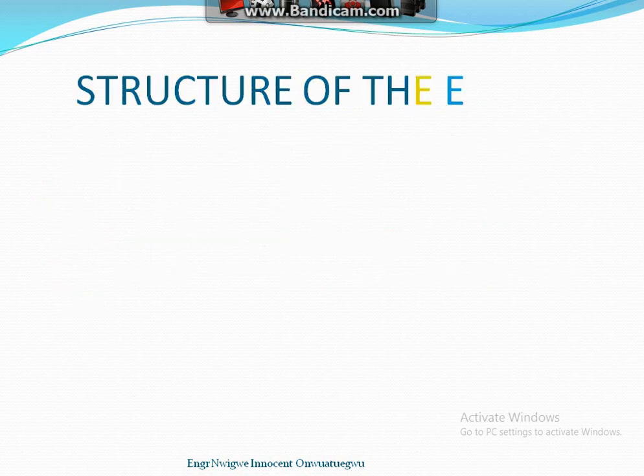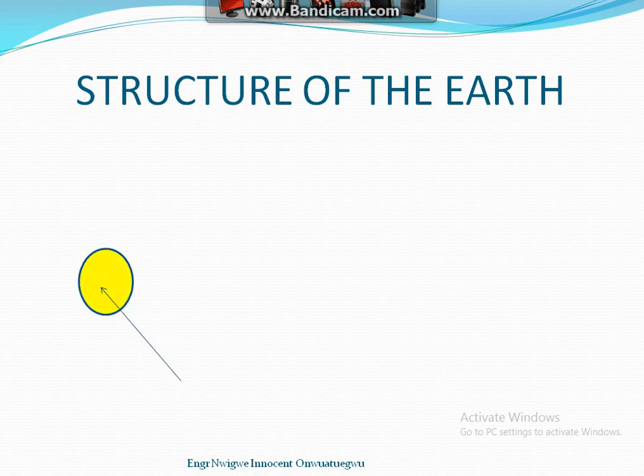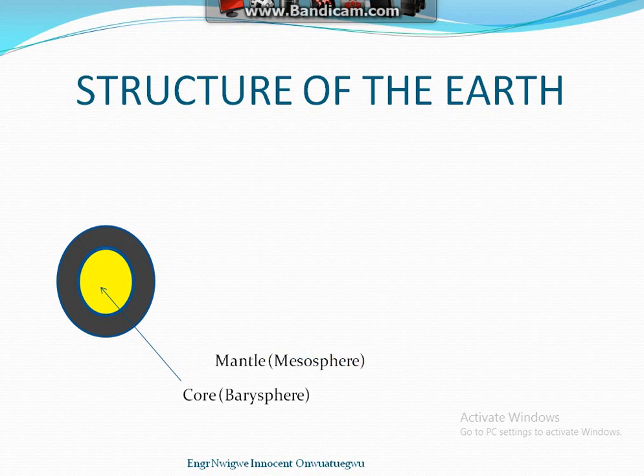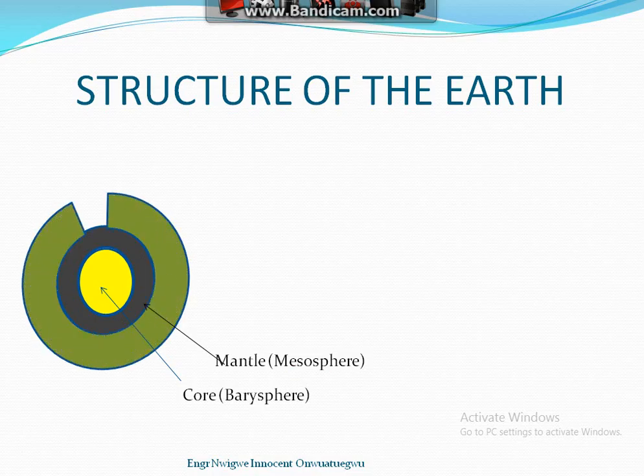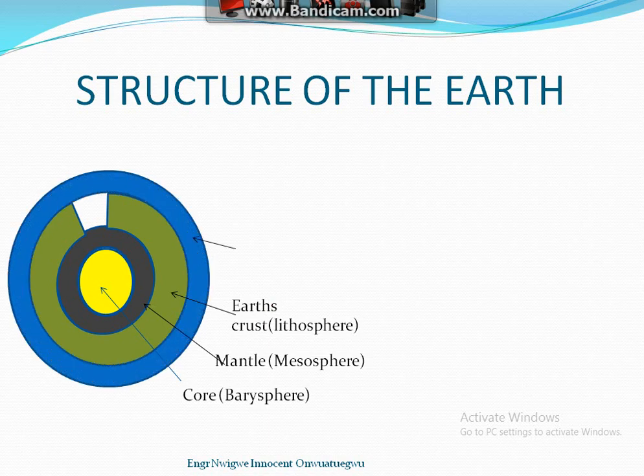Structure of the earth. The core, which is the embryo of the earth, having the lava, is the central point, the main core of the earth, called the barysphere or the core, followed by the mesosphere or mantle. This is where you see the nickel or iron. Then after that, you find the earth crust or the lithosphere, followed by the atmosphere. We also have the ocean or the hydrosphere, which contains all the water bodies of the earth.